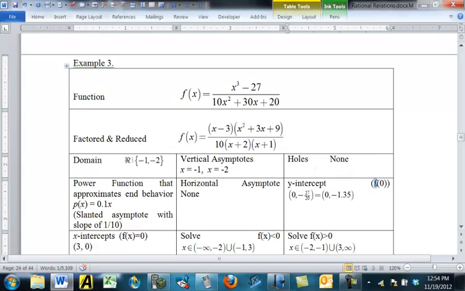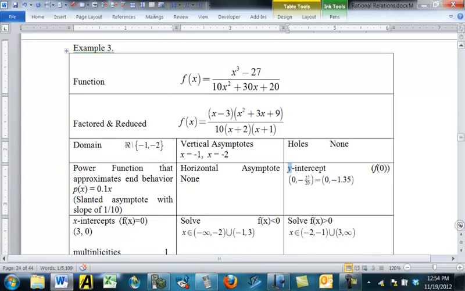So when we find f of 0, we find the y-intercept. And of course, it's easier to see that probably up here in the original version, because all this part with x's cancels out. You get -27 over 20, which is -1.35 for the y-intercept.